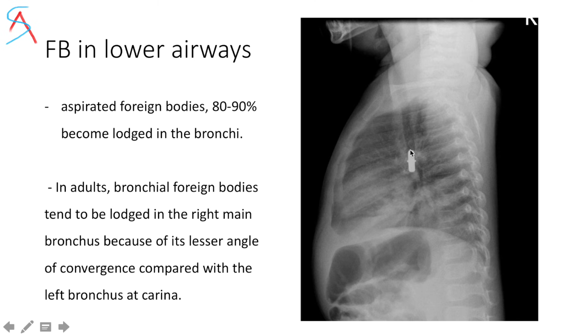In the lateral view, you can see there is a foreign body in the airway. Most of the time, the foreign bodies go to the right main bronchus compared to the left main bronchus. Why they go more commonly to the right main bronchus is because there is a lesser angle of convergence at the carina compared with the left bronchus. Or in simple terms, the right bronchus is comparatively a little straighter.